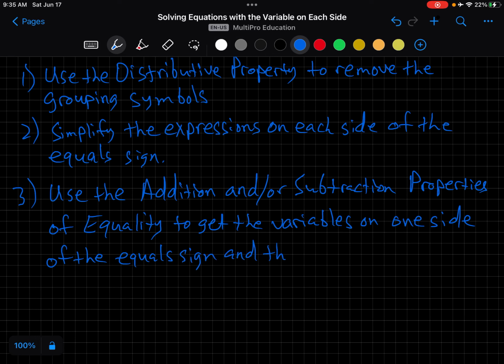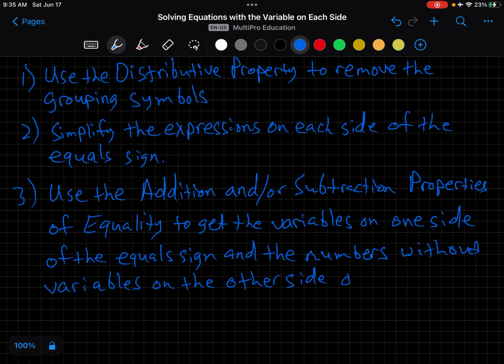And the numbers without variables on the other side of the equal sign. Okay? And that's what we did above, right?